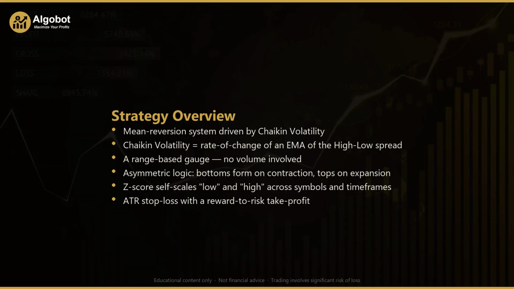Let's set the stage. Most volatility tools treat expansion and contraction the same way, but this strategy is built around an observation that Mark Chaikin made decades ago. Volatility behaves asymmetrically at turning points. Selling exhaustion at a market bottom tends to be quiet. The range dries up, the candles get small, and apathy sets in. A market top, by contrast, tends to be loud. The range balloons as the final wave of buyers piles in and the move goes climactic. This EA tries to trade both of those transitions, but with deliberately different rules for each side.